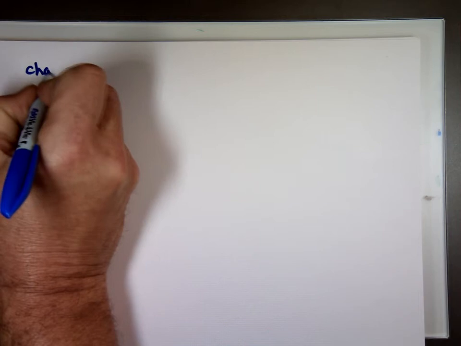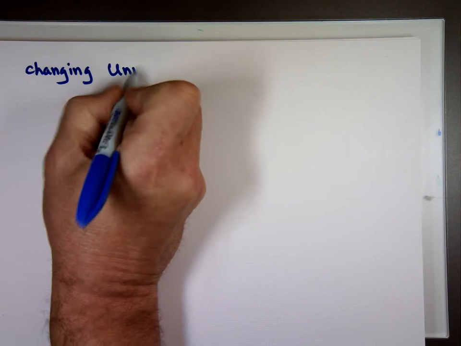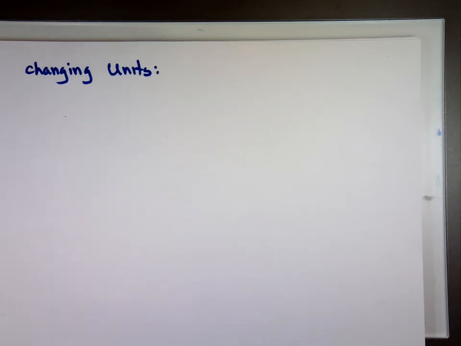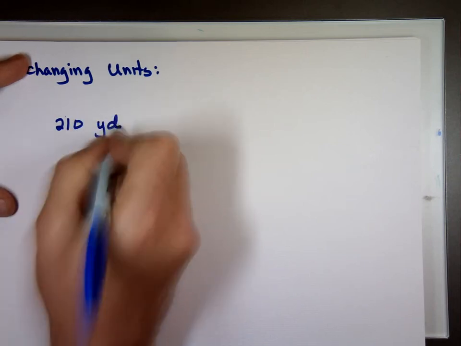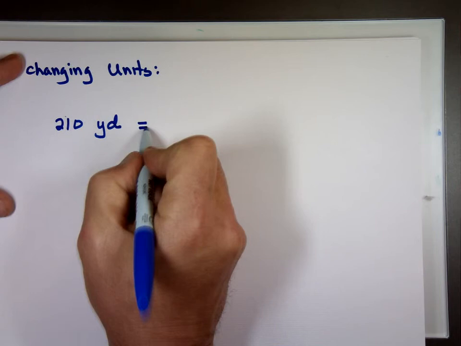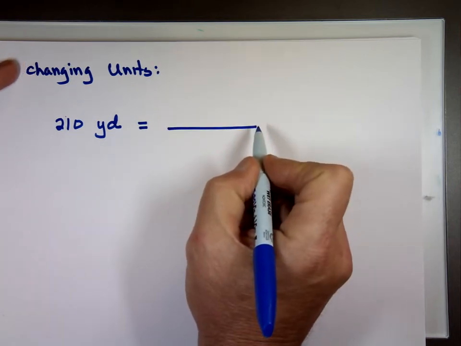So let's see about changing units. We'll start with the length first. I'm going to show you a way to change them that will help you actually with all these problems. So let me begin by saying, let's say I have 210 yards. And the question is, how many feet is that?